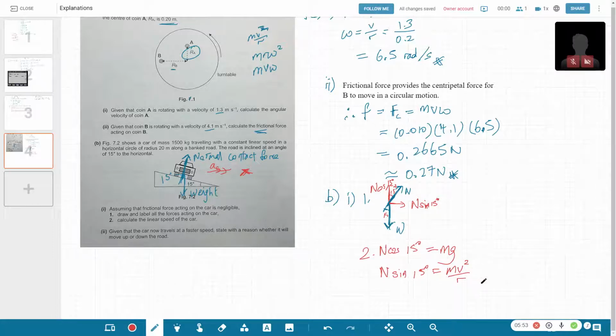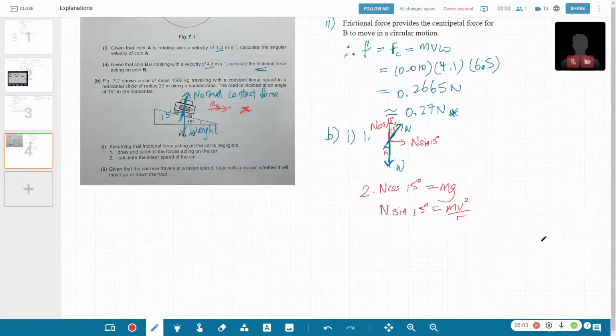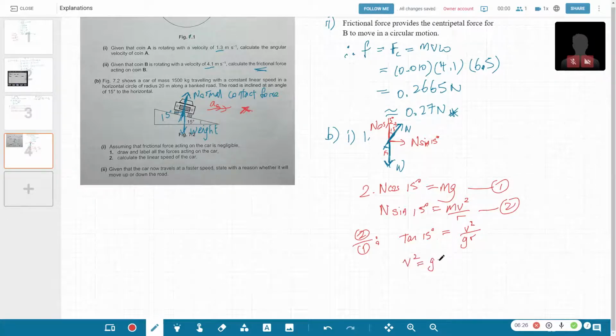I chose mv squared over r instead of mr omega squared because they are supposed to find speed, and they gave you radius. From here you can see that N is not given. That's why we need these two equations. Let this be equation 1, let this be equation 2. You could find N from equation 1 first and sub into equation 2, or you can just take 2 divided by 1 to get rid of N. So you'll get tangent 15 degrees equals v squared over gr. So v squared equals g r tangent 15.